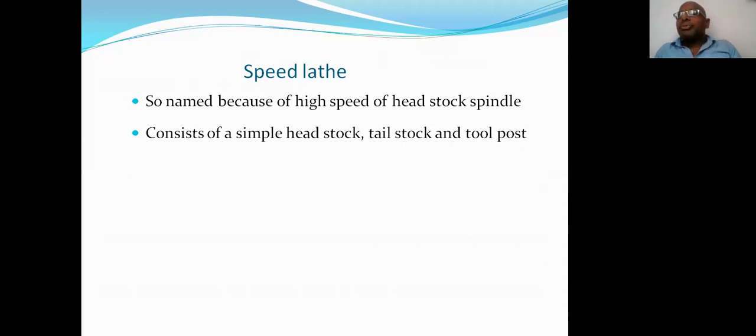That is one factor. Another factor is high speed. The headstock and job rotate at high speed. So on one side, due to larger length, bending can take place. On the other side, because of the high rotation, bending can also take place. In order to avoid that bending for larger components, the other end is supported with the help of the tailstock. So that is the purpose of the tailstock, even for this speed lathe.